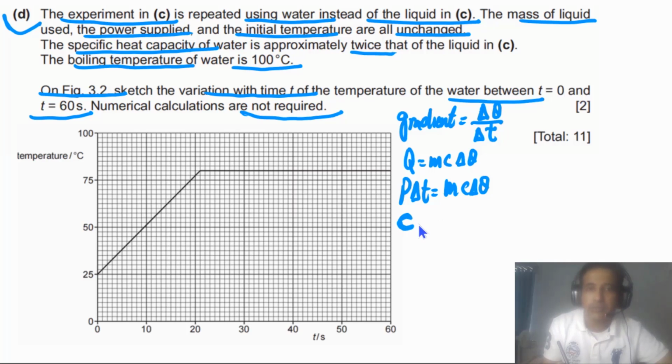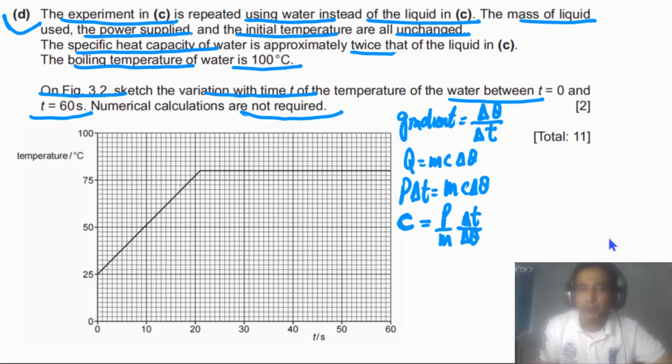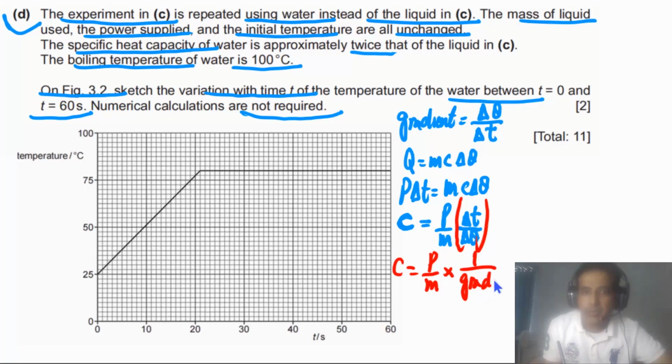C is given to us in this case, so we can write it in terms of c. We can say this is P divided by m, and here we will have delta T divided by delta theta. Now if we compare this part with the gradient, we can simply write that c is equal to P divided by m times 1 over gradient. So this is the main point: delta T over delta theta is equal to 1 over gradient.